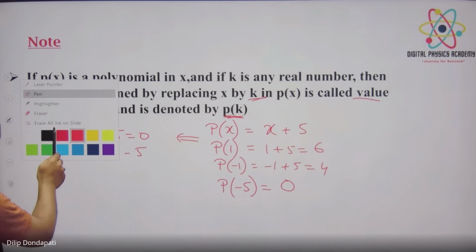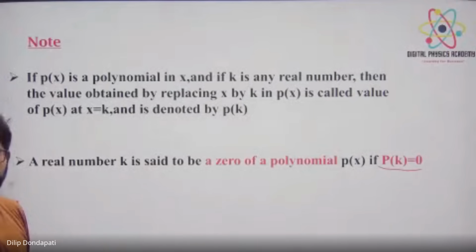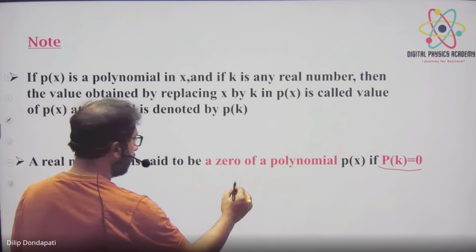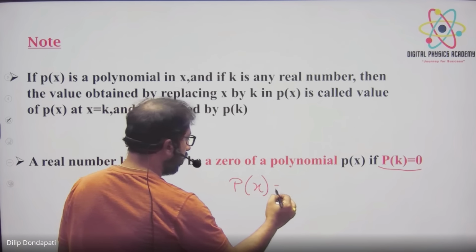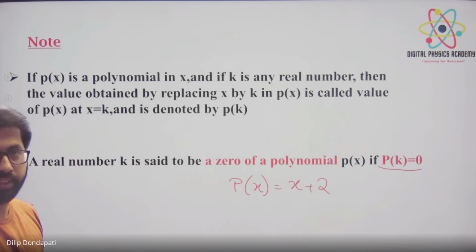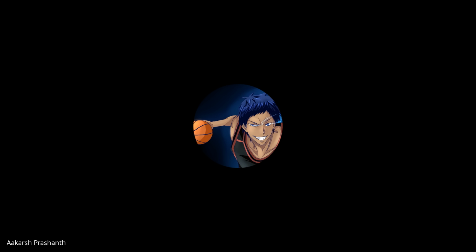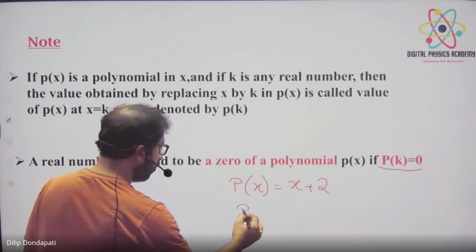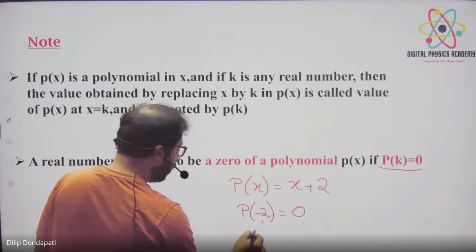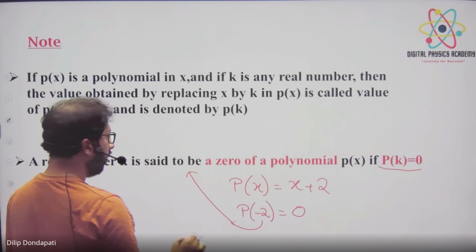A real number k is said to be a zero of the polynomial p of x if p of k is 0. When the polynomial is becoming 0, then that k value is nothing but the zero of the polynomial. For example, p of x is equal to x plus 2. Tell me what is the zero of the polynomial for this one? -2. Simply if I substitute p of -2, so -2 plus 2 is 0. This is the zero of the polynomial.